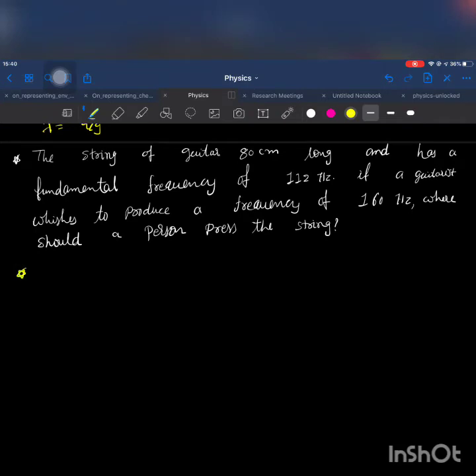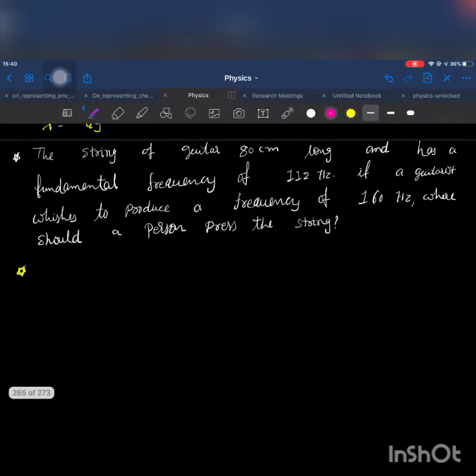Now the string of the guitar is 80 centimeter long, and has a fundamental frequency. Length is equal to 80 centimeter, and the fundamental frequency is 112 hertz.